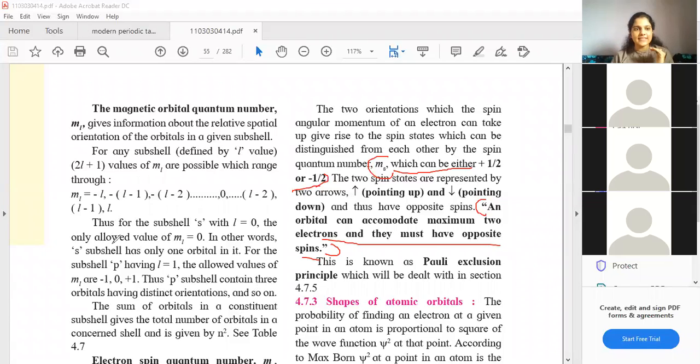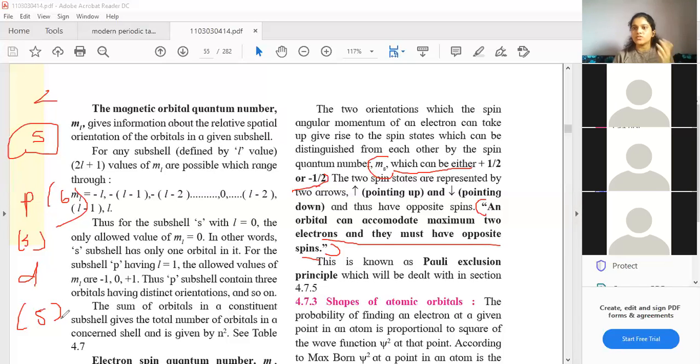So your S subshell has a single orbital, on its own. So S will hold 2 electrons. Inside your P, there are 3 orbitals, right? Every orbital holds 2 electrons, so 3 2s are 6, which means your P can hold 6 electrons. Inside D, how many orbitals are there? 5 orbitals. Every orbital will have 2 electrons, 5 2s are 10. So your D subshell can hold 10 electrons.